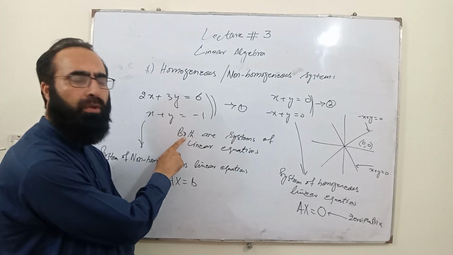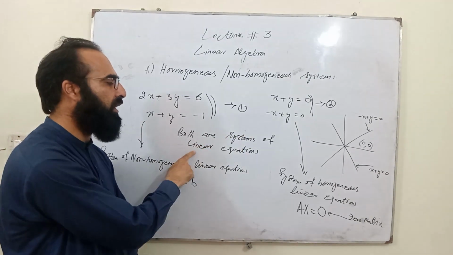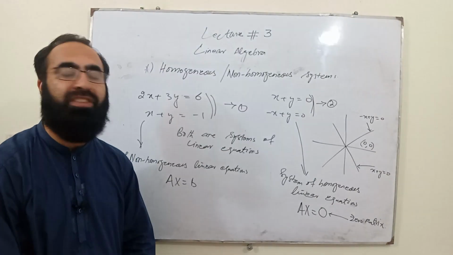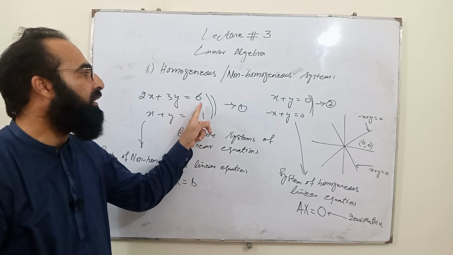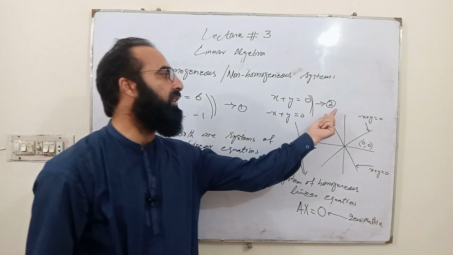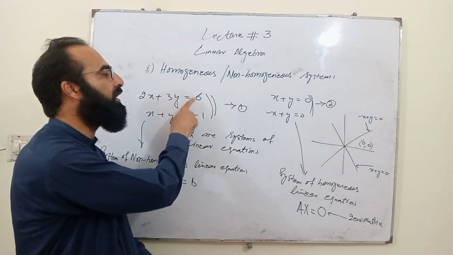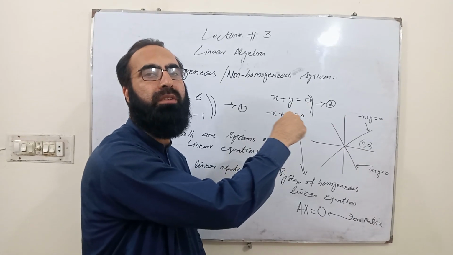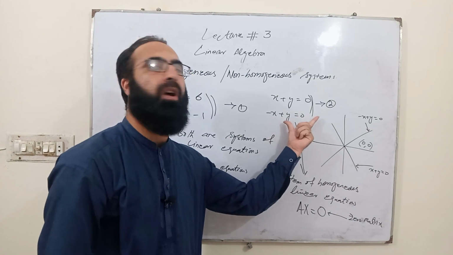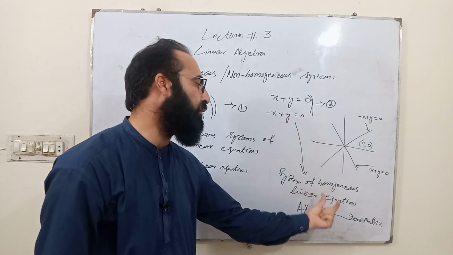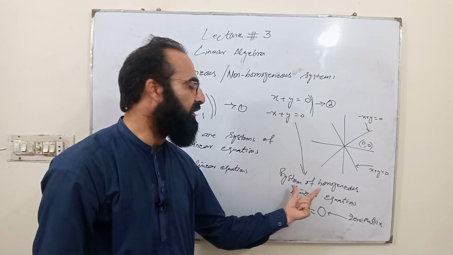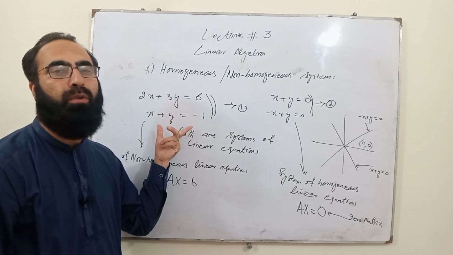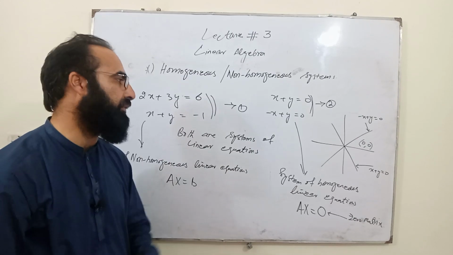So I wrote here both are systems of linear equations. So what is the basic difference between these two equation systems? This one is our first system and this one is our second system. In the first system, the constant terms are not all zeros, and in the second system, all the constants are 0. Such type of system of linear equations is known as a homogeneous system of linear equations, and this one is a non-homogeneous system of linear equations.